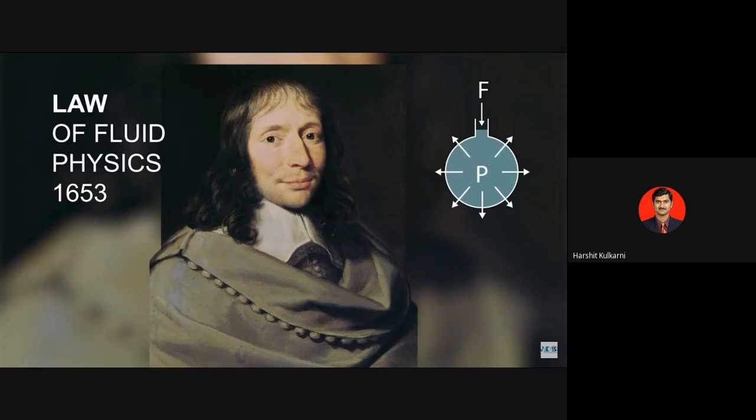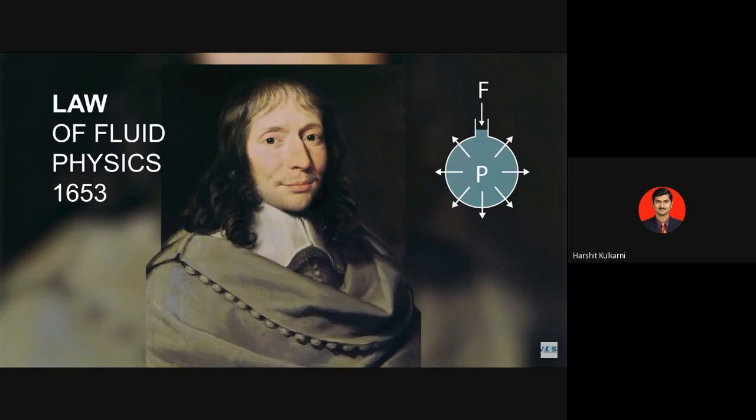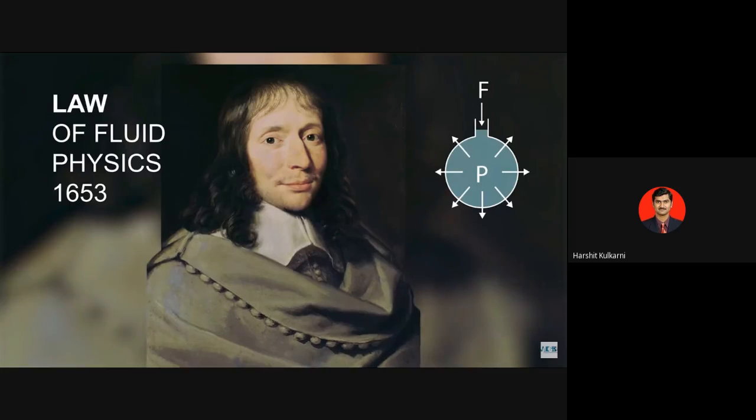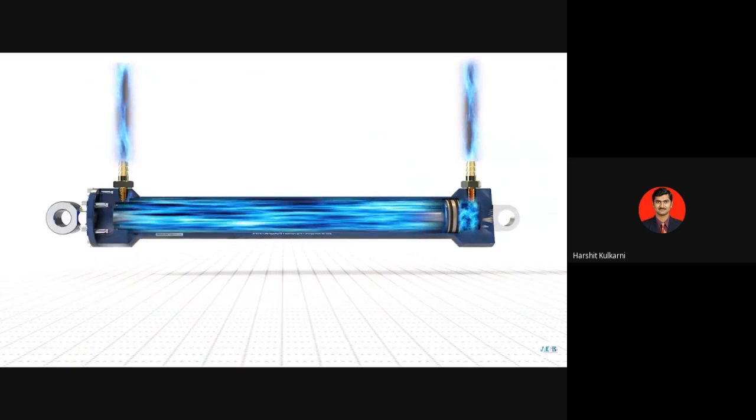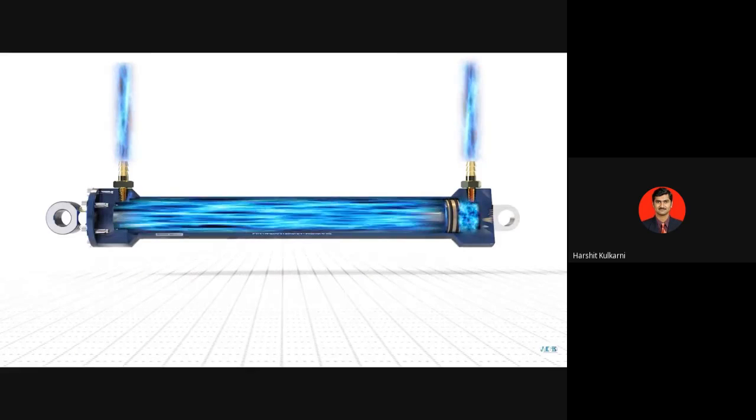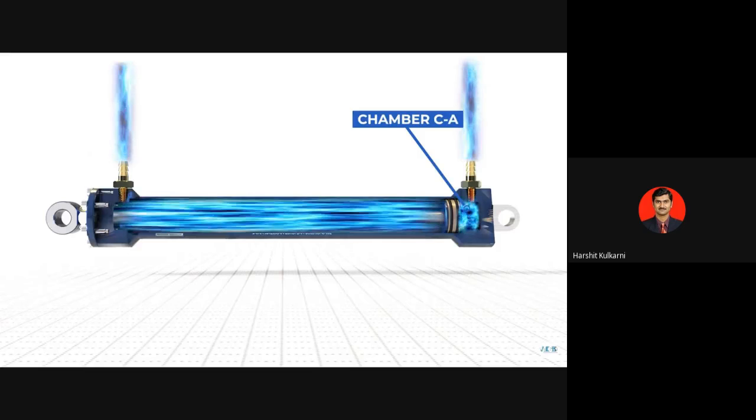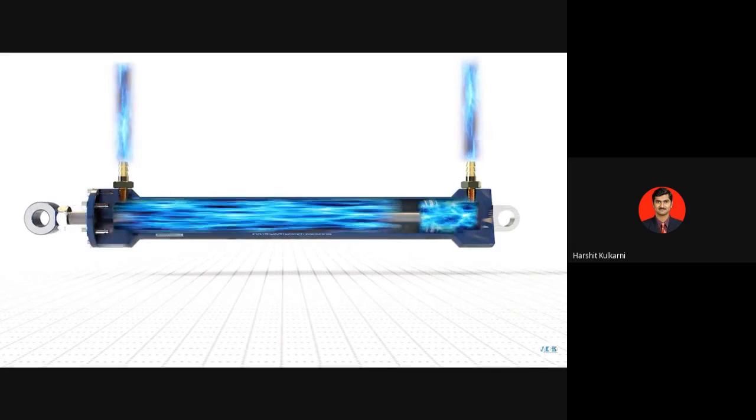This law establishes that when an increase in pressure occurs at a point of the confined fluid, this increase is also transmitted to each point of the fluid inside the container with the same intensity. As we can see from the picture, a passage is created in the cylinder to allow the liquid to enter the chamber, which we will name C-A. Since the chamber is airtight, the fluid will exert pressure on all sides.